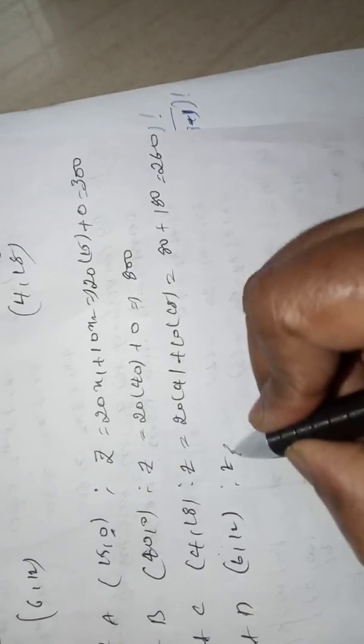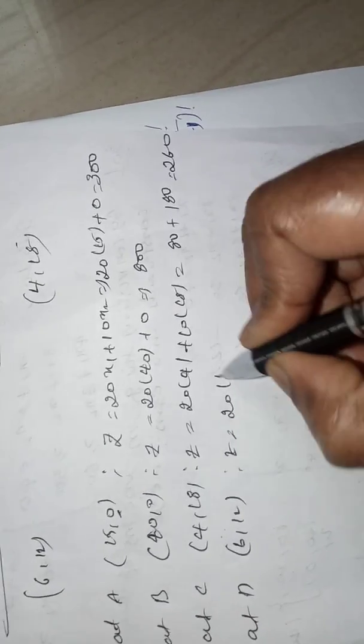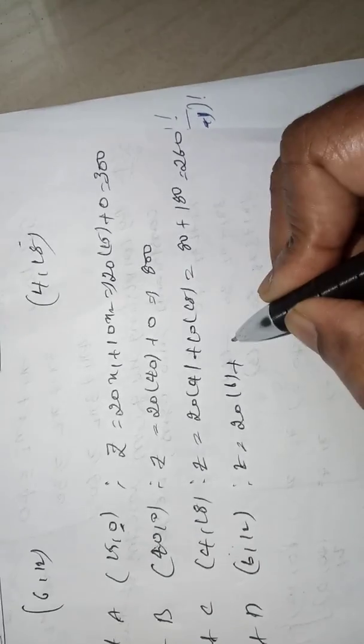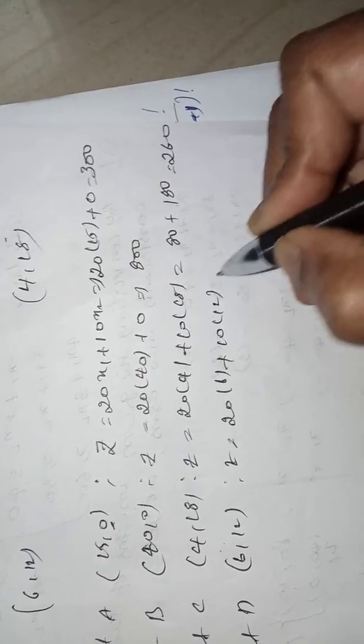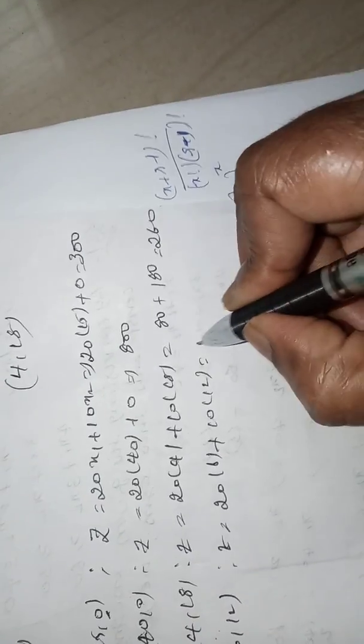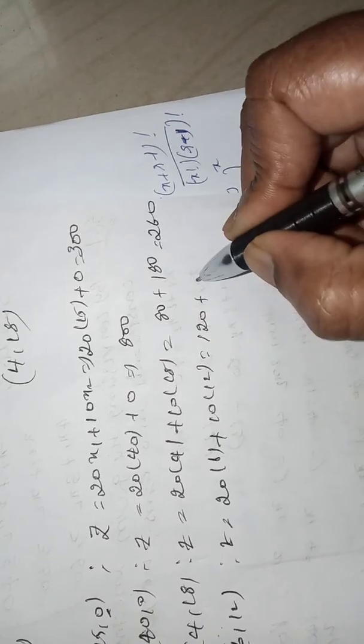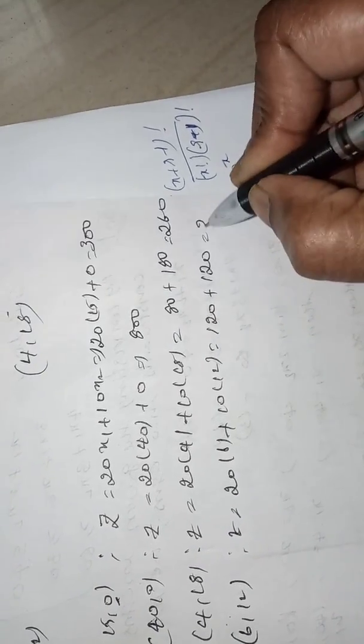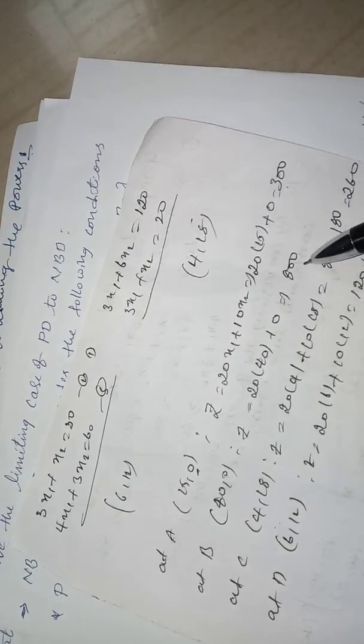And then z equals 20 into 6 plus 10 into 12. So 20 6s are 120, plus 120, that equals 240. So at the point A the value is 300, at point B 800, then 260 and 240.